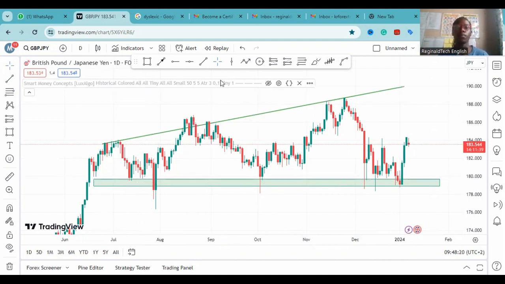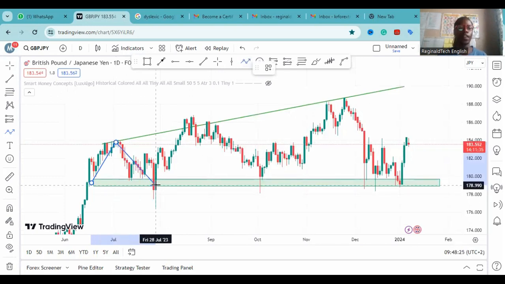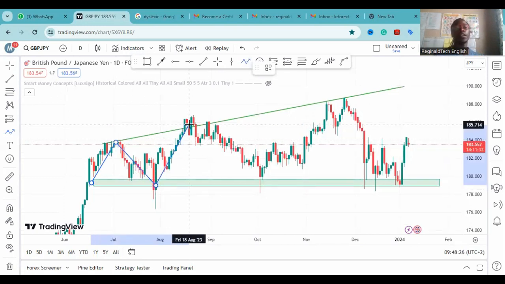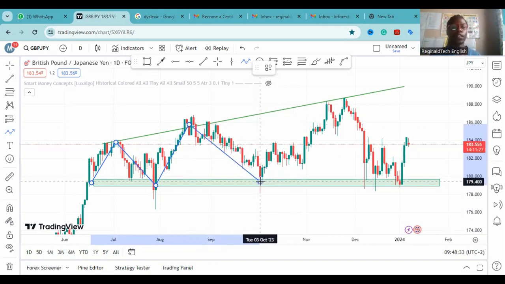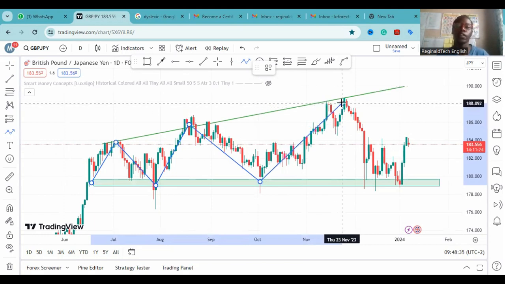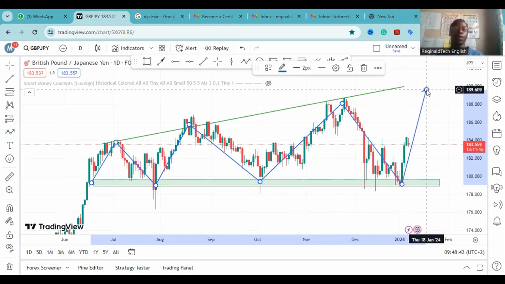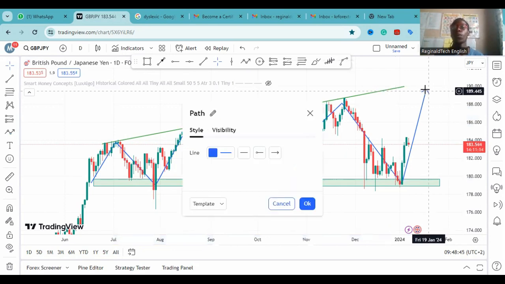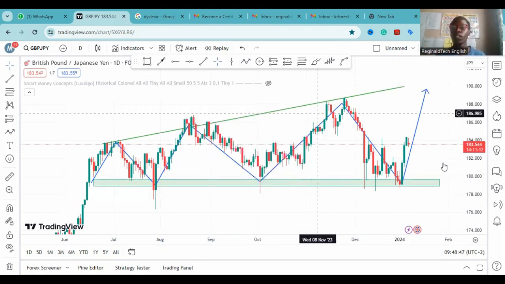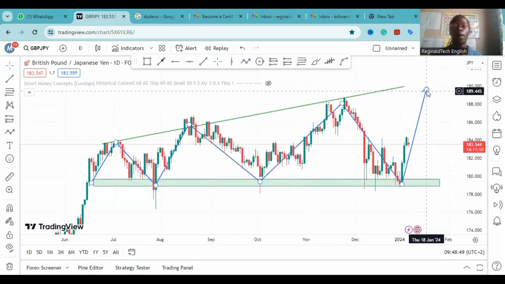Then it went down, and then it went up. It went down on the support, and when it went up, that became a resistance. Then it went down on the support zone, it went up to the resistance trend line, and then it went down. So now the market is still going in an uptrend.